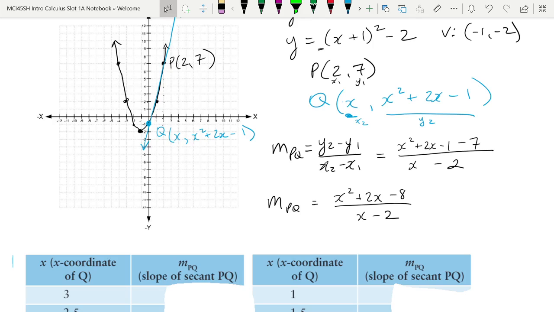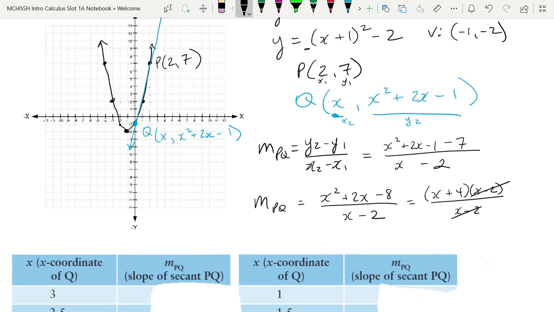Yeah, there's people going, well, I could work with it like that. I could start putting in x values and figuring out the slope. But do you notice that this x minus 2 is actually a factor of the numerator? Thank you very much. Okay, so I'm actually going to factor it. So the numerator factors to x plus 4, x minus 2.